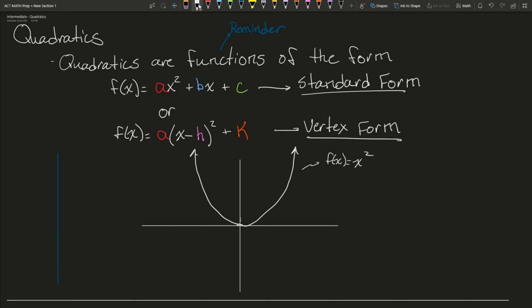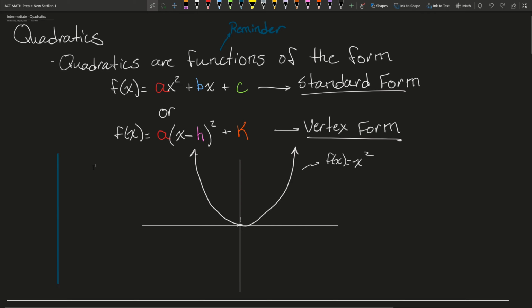As a reminder, a function is always going to be something that passes the vertical line test. So on an ACT, when you're given a group of graphs and you're asked to find which one is a function, you just take your pencil, place it vertically, and just drag it across the graph. If the graph only ever hits 1 point, then it's a function. If it hits more than 1 point, then it is not a function. Just a quick reminder on that.